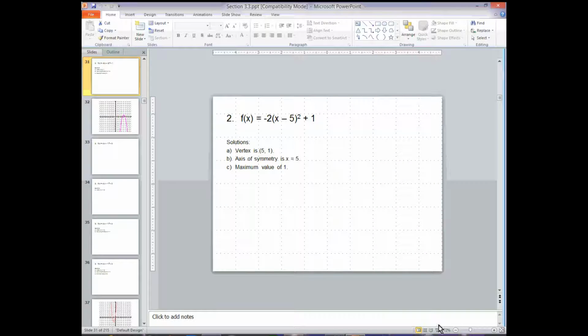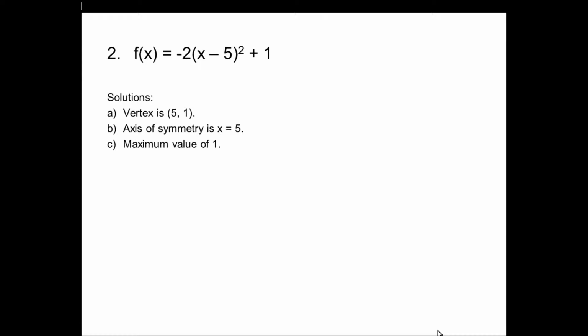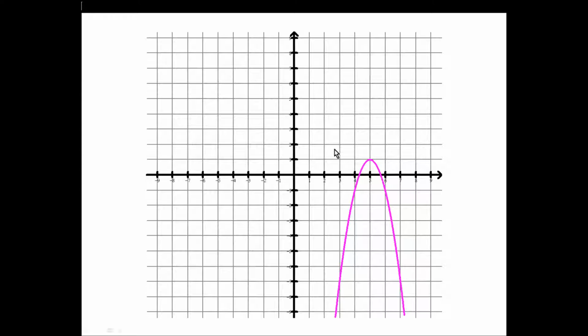Now, if we were doing it by hand, you plot your vertex at (5, 1). You go right 1 unit. Remember, a was negative 2, so go down 2. From the vertex again, go right 1 unit, down 2, 1, 2. And then to get this other point, left 1 unit from the vertex, down 2, because a was negative 2.